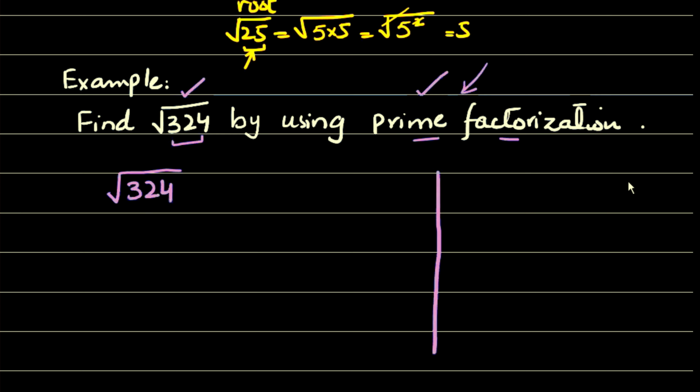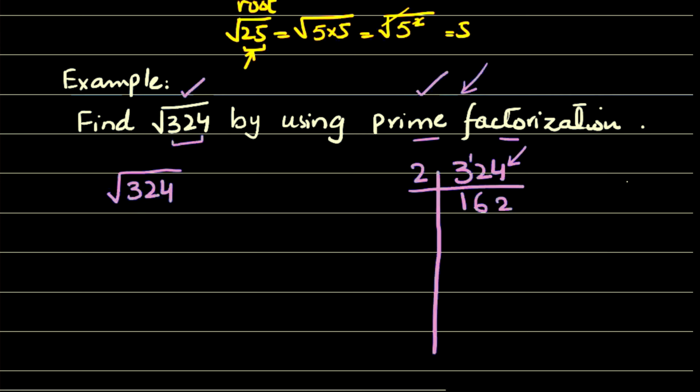Factorize भी किससे करना है? Prime number से. So I will write this number and I know this number is divisible by 2 because it is an even number. So I can take 2. 2 ones are 2 and 2 sixes are 12 and 2 twos are 4. Prime factorization should be very good. Okay. Now 2 eights are 16 and 2 times 1 is 2.